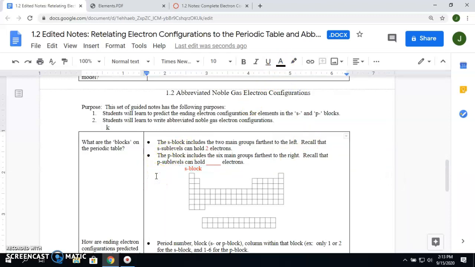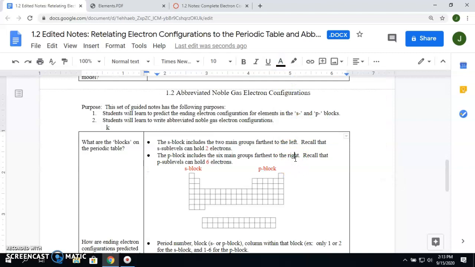Also remember that when we write an electron configuration, it might sound kind of like this: 1s2, 2s2, 2p6. P block includes those 6 main groups that are farthest to the right, these over here. And again, recall that P sublevel can hold up to 6 electrons. And again, this right here would be the P block.